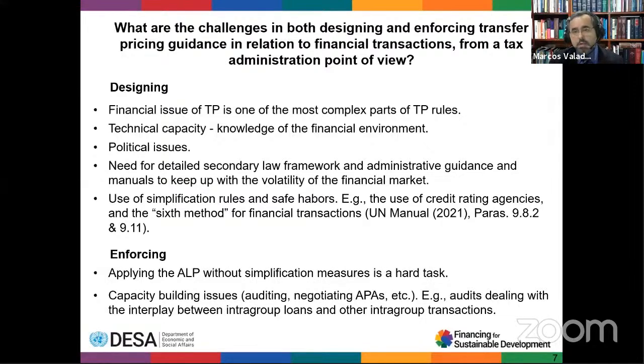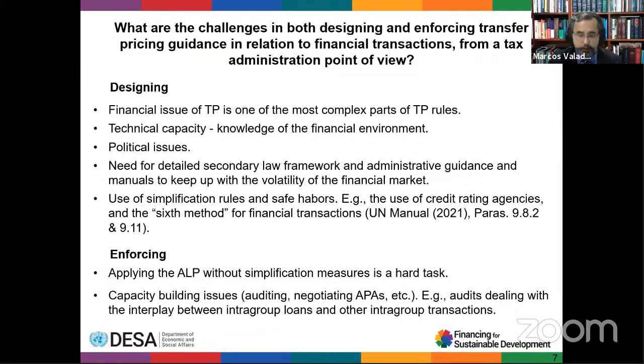It's important to have a detailed secondary law framework, and also that this framework can be changed because of the volatility of the financial market. So you have to constantly update the regulations to keep up with the volatility of the instruments of the financial market. So it's a challenge. And in terms of design, the use of simplification rules and safe harbors is very important. It's in the UN manual, with some examples and some guidance on that. So it's quite important for developing countries.